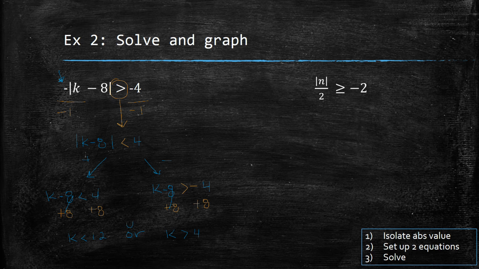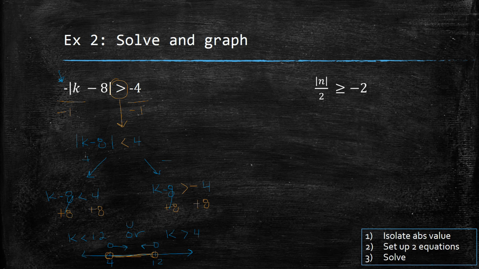These are joined with a union, and you can graph them on the number line. We have 4 and 12. K is less than 12, open circle, less than is to the left. K is greater than 4, open circle, greater than is to the right. Now in this case, we have both of our arrows pointing towards each other, so we're going to have a connected line here in between those 2 points.